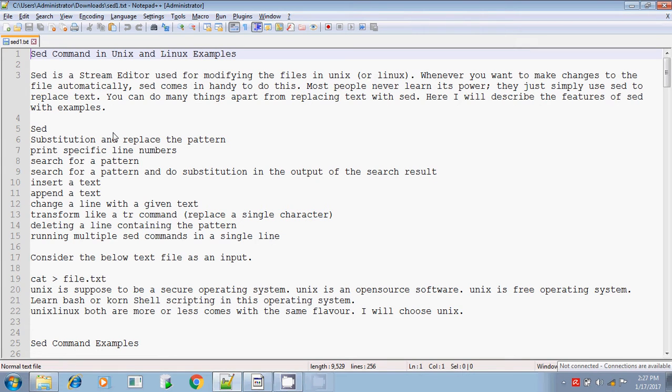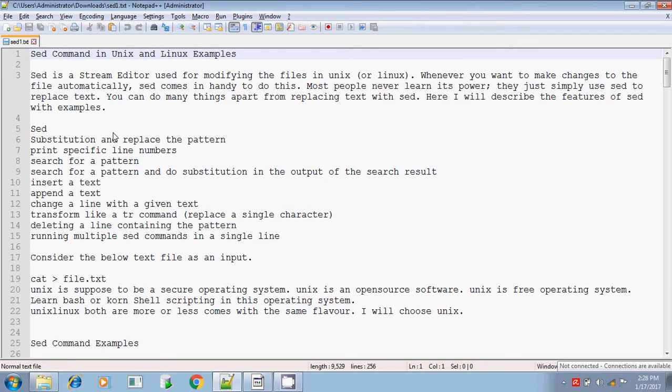Today I am going to explain the sed command in Unix shell scripting. Sed is derived from the name stream editor. It's basically used for modifying file contents in Unix or Linux as well. Normally, if you say sed, people think that sed is used for substitution. It will find the pattern, and if it finds it, then it will replace the pattern.